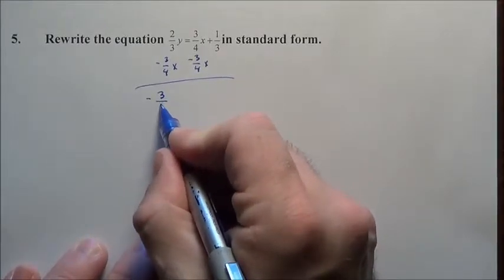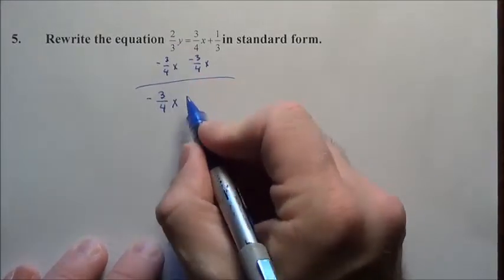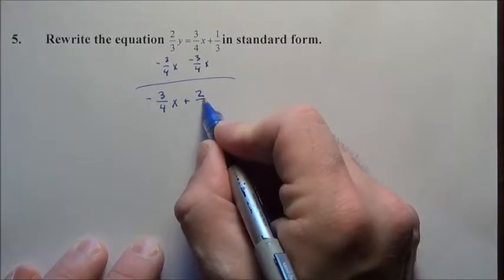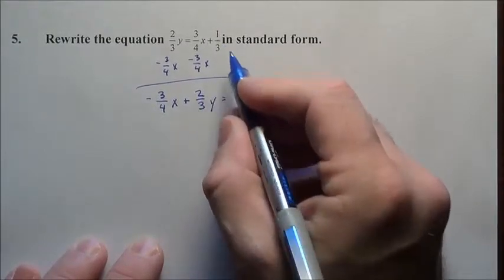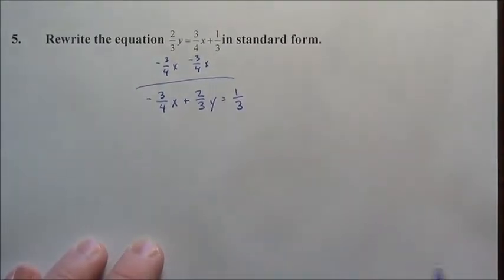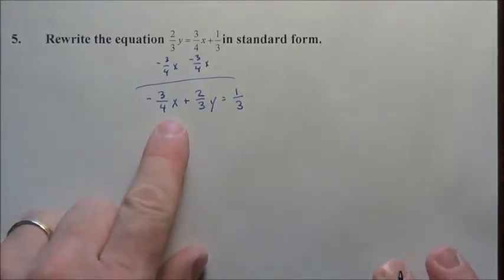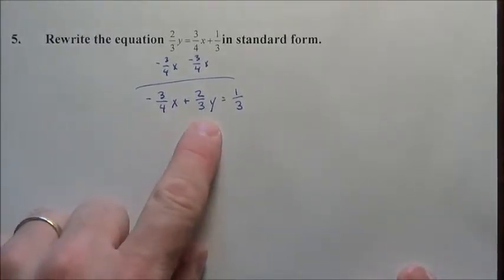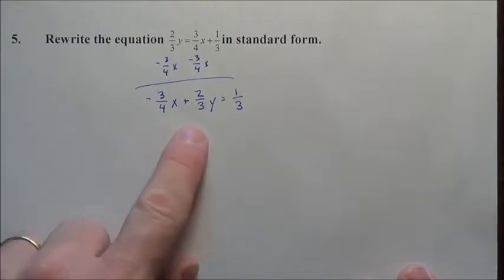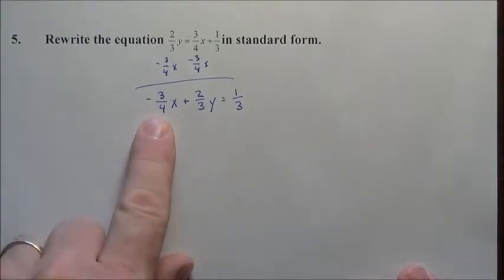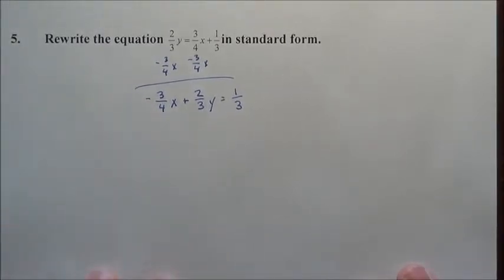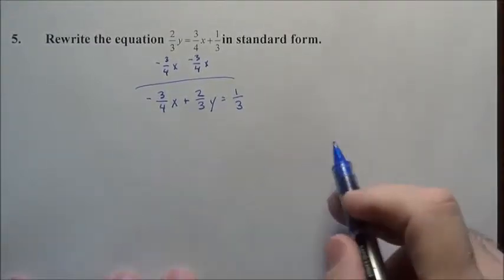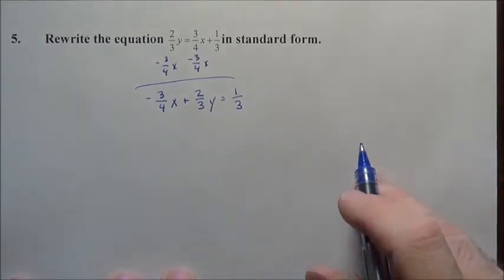I'm going to have negative 3/4 x plus the 2/3 y equals the 1/3. Now, the reason I did that is because I know in standard form I need my x's, then my y's, and then the number. I'm not allowed any fractions, and the number here in front must be positive. So I have to have like 3x's or 5x's or 7x's. Can't have negative 2x's. Can't have any negatives. Can't have any fractions in any of the problem.